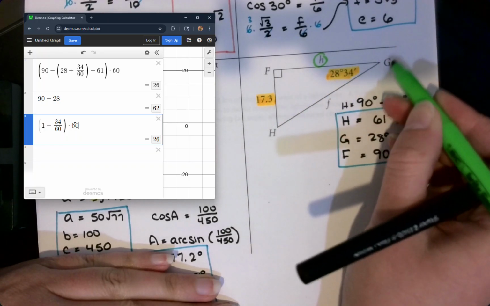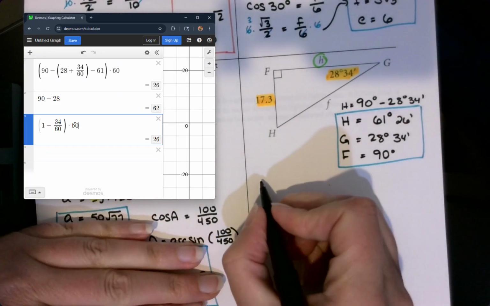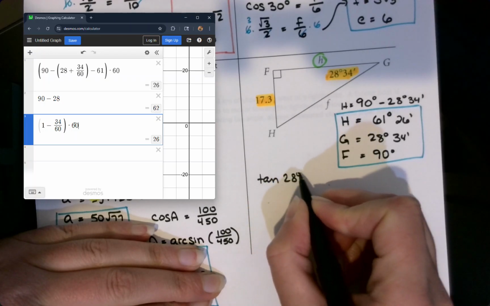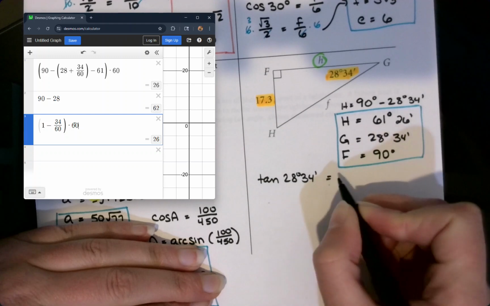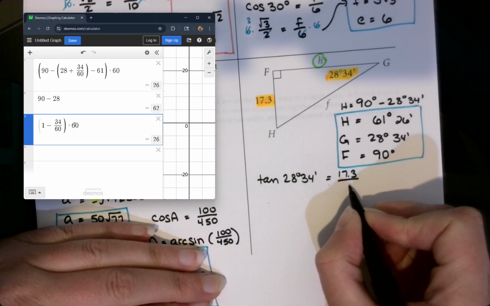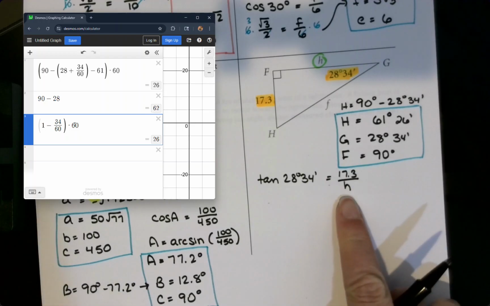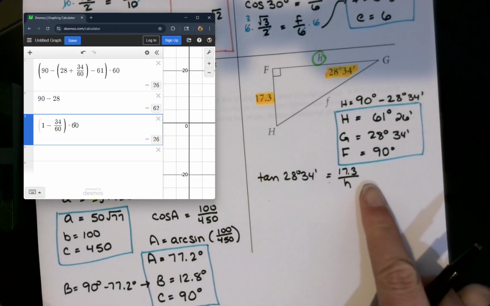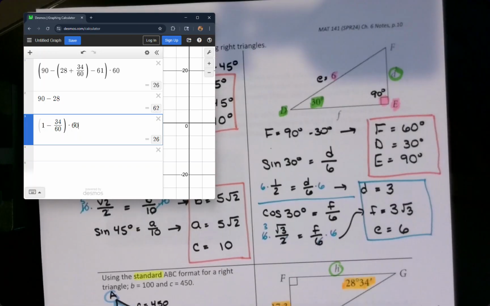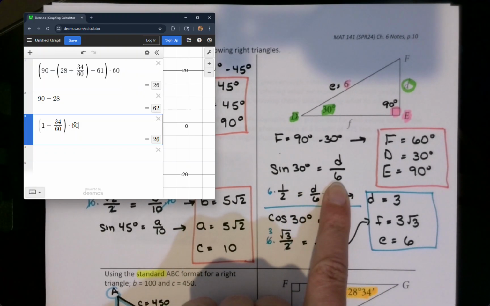So in G, this would be opposite. This would be adjacent. So the tangent of G, which is 28 degrees, 34 minutes, would be equal to the side opposite, 17.3, divided by the side adjacent, which is side H. Now, I could multiply the H over and then divide off the tangent, but the H is in the bottom, which makes it different from what I did before when I was trying to solve for, say, D or F up here, when I had the number on the bottom and I just needed to multiply the number over.